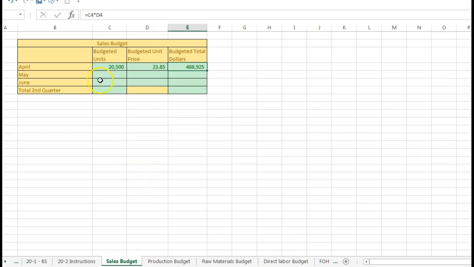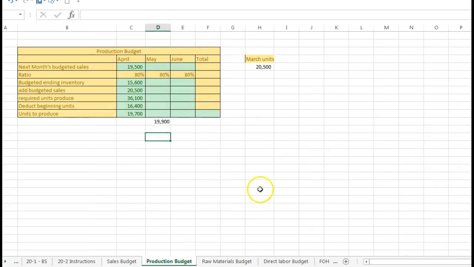The very first thing we do is that sales budget, and the budgeted units are 20,500. This is all in the instructions. The unit price is $23.85. So the total budgeted dollars are $488,925. So that's your sales budget for April. Now you're going to come back and do May and June, and you're going to add this up. So this gets us started on the production budget.